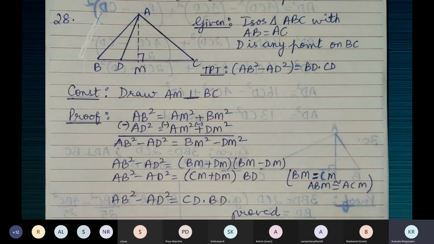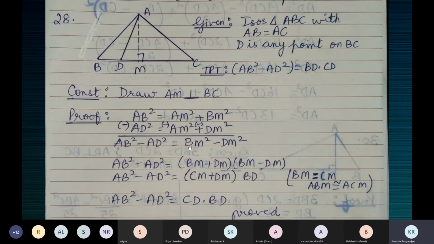Next, write AD square. AD square is from the right triangle ADM. AD square is equal to AM square plus DM square. Now subtract the two results. Why subtract? Because we have AB square minus AD square. So change the signs everywhere. So we have AB square minus AD square is equal to, here AM square minus AM square gets cancelled, so BM square minus DM square.